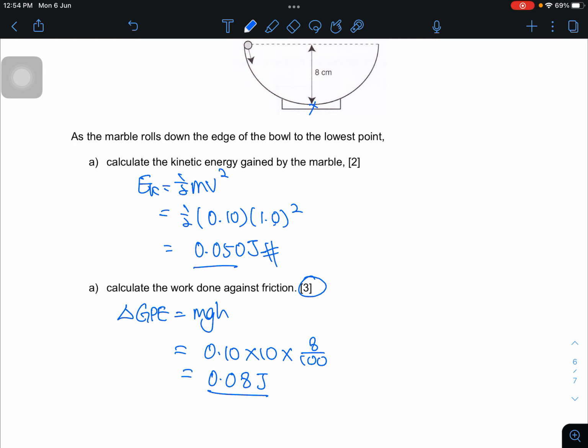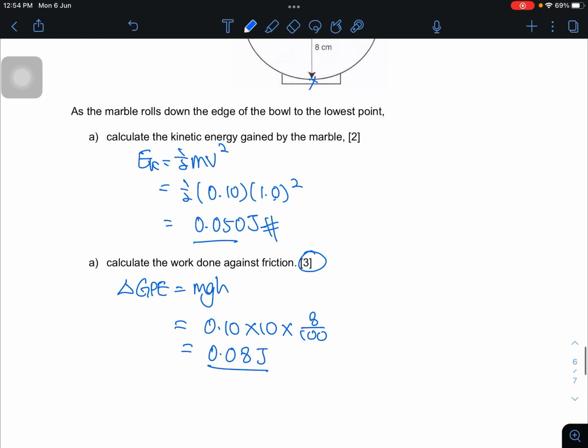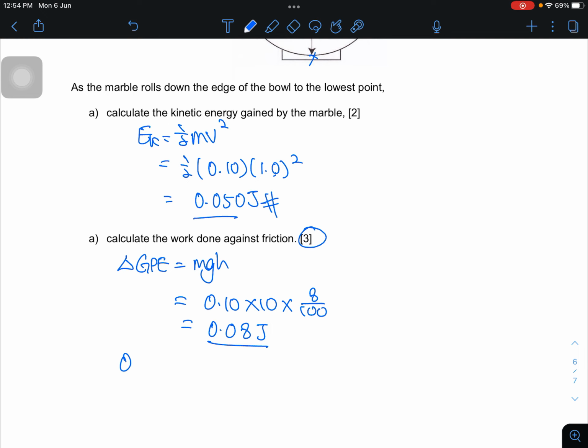Energy cannot be destroyed, right? The principle of conservation of energy states that energy cannot be destroyed. So to account for this 0.03 joule of energy, this must be the energy that is used, or rather the work that is done against friction. So 0.080 minus 0.050 equals 0.030 joule. This is the work done against friction, most likely in the forms of thermal energy and sound energy.